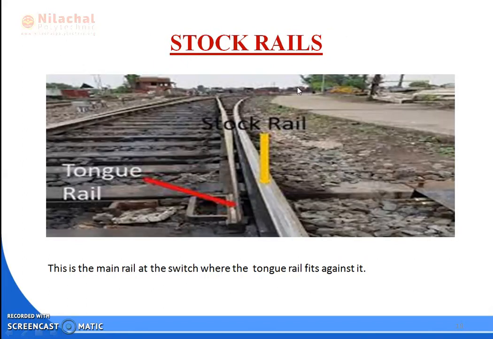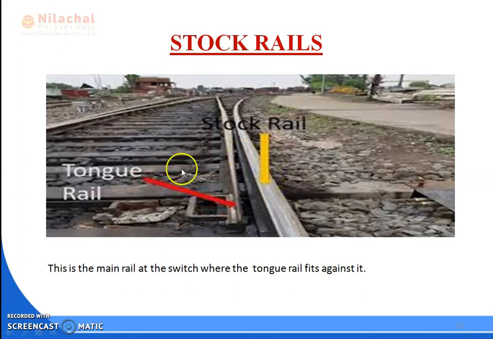So the next slide is your stock rail. So this is a picture shown here, and this is the stock rail. Stock rail means, here check the rail, this is the main rail, at the switch where the tongue rails are fit against it. So what is called stock rail? This is your stock rail. Stock rail means it is the main line.